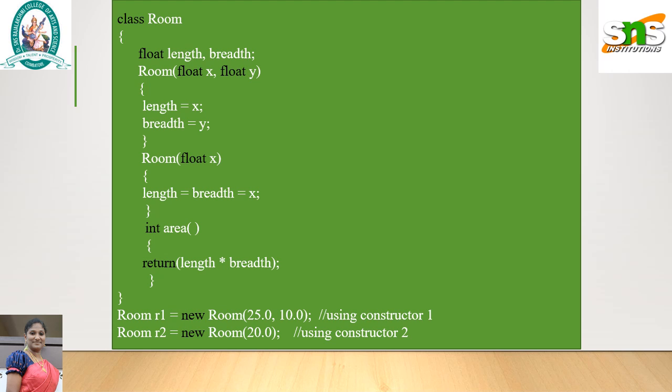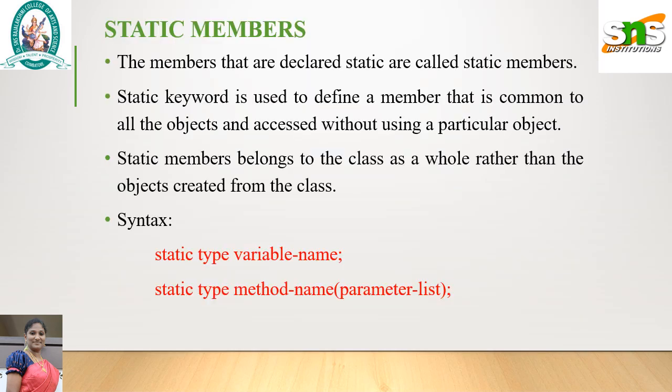The class name is Room. I'm creating a constructor with the class name Room, which takes two parameters, float x and y. Another constructor takes one parameter, float x. So I'm declaring two methods of the same type, Room, but the first method has two parameters and the second has a single parameter. When I create an object, if I pass two float values, the first constructor will match and be executed. When I pass a single float value, the second constructor will match and be executed. So this is called method overloading.